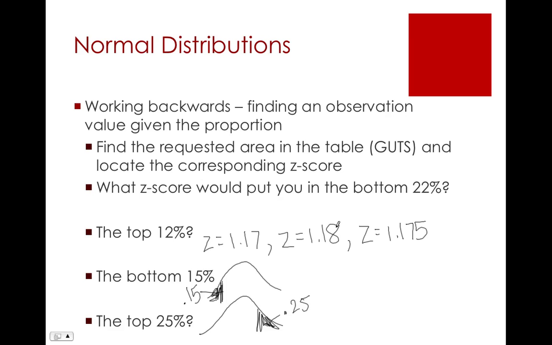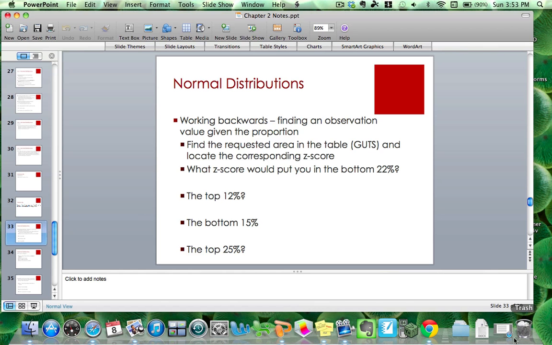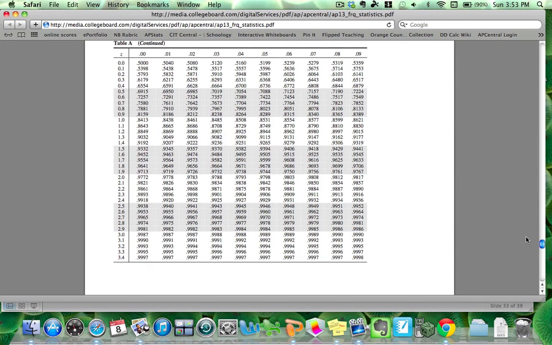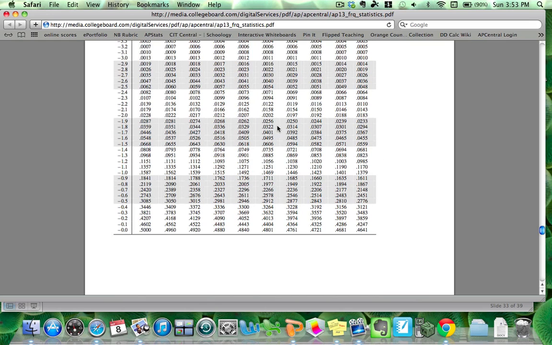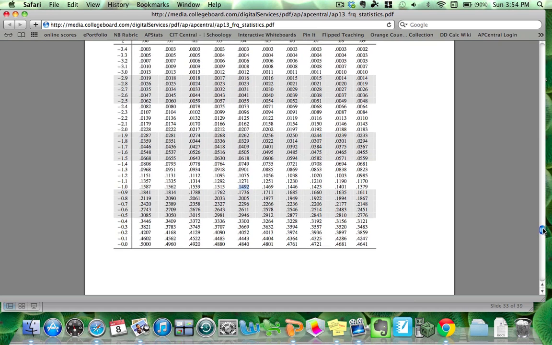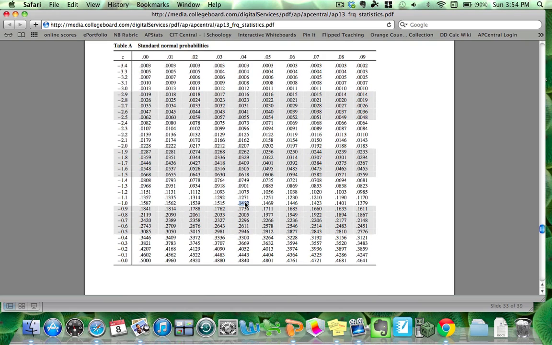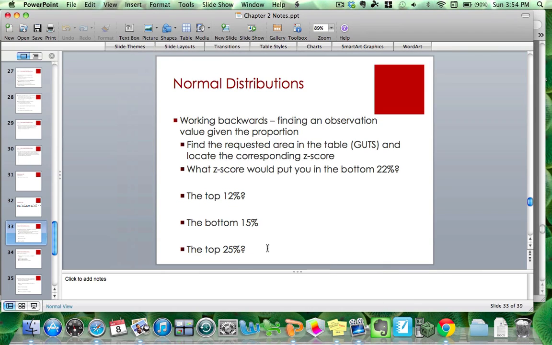Okay, for the bottom 15%, let's pull back up my tables. First of all, think about if this is going to be a negative z-score or a positive z-score. It's going to be a negative z-score because if I'm in the bottom 15%, that means I'm below the mean. And I look in the guts for the closest thing I can find to 0.15. And I believe it is 0.1492. Okay, you may have seen this 0.1515, but 0.1492 is actually closer. Okay, so I'm going to trace over and up, and I see negative 1.04.